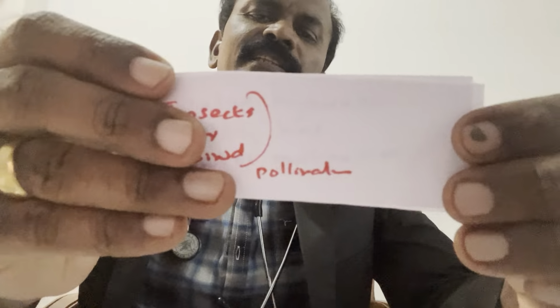Name the 3 pyrimidines. Cytosine, uracil, thymine. Name the 3 pyrimidines. Cytosine, uracil, thymine.